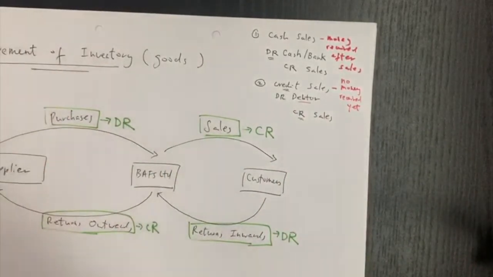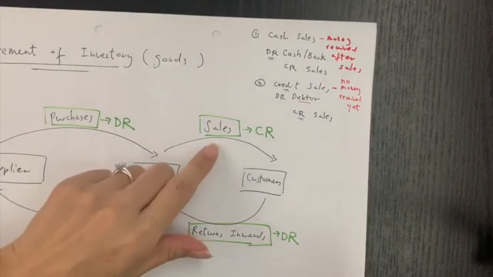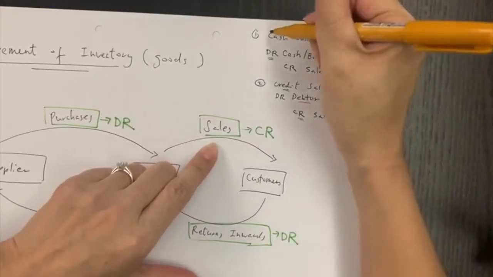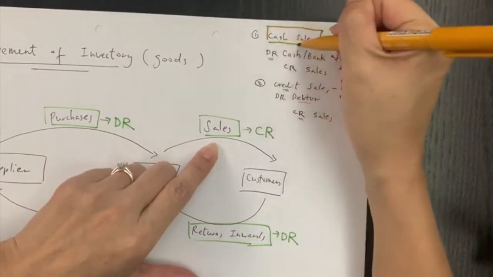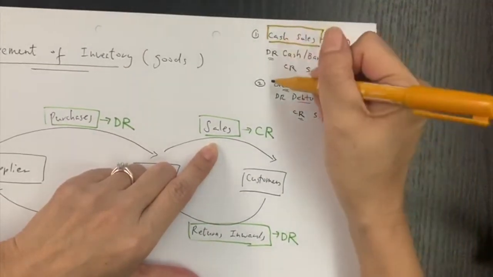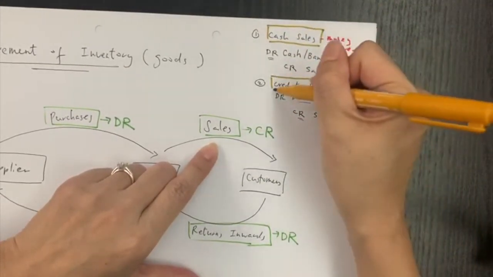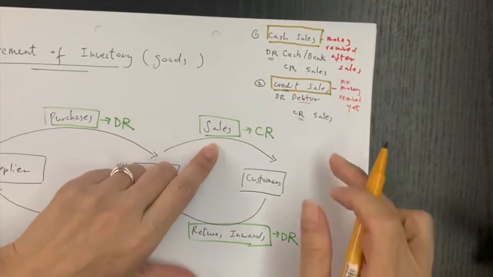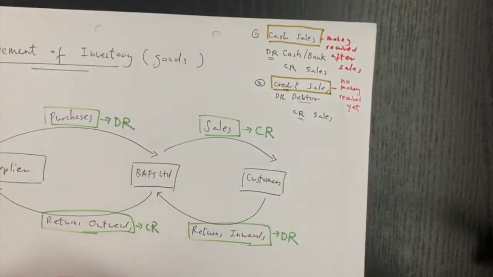So here we have two terms. This is very, very important. You must memorize this. So for sales, we have two kinds of sales. One is cash sales, means money received. Another one is credit sales, means no money received yet, but we are going to receive money later.